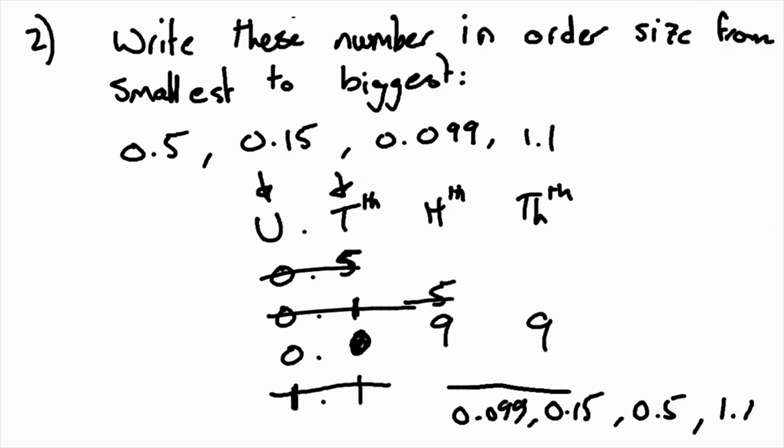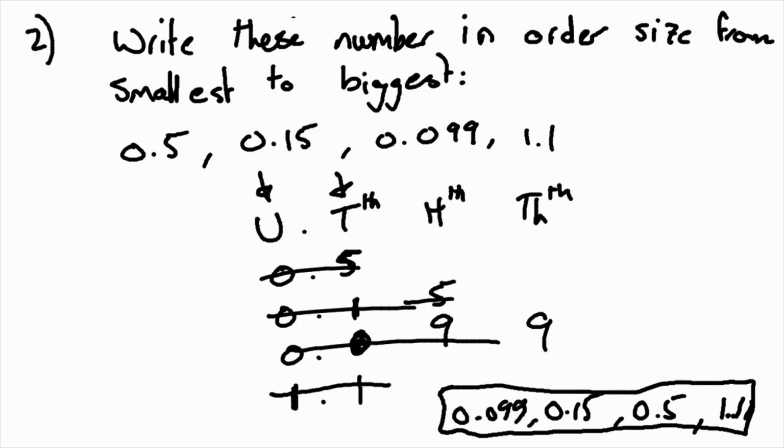Now, this gives us our list here. Starting from smallest to biggest, 0.099 is the smallest. Although the digits are the biggest, the number itself is smallest because the digits are in the hundredths and the thousandths column. They're small. Then 0.15, 0.5, and 1.1.